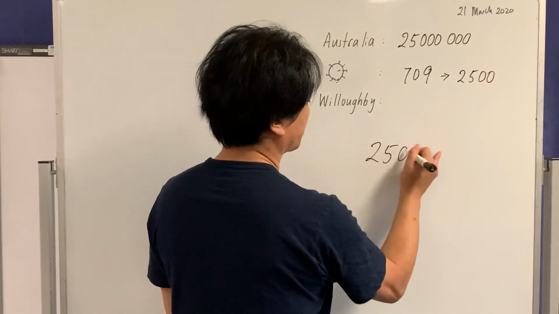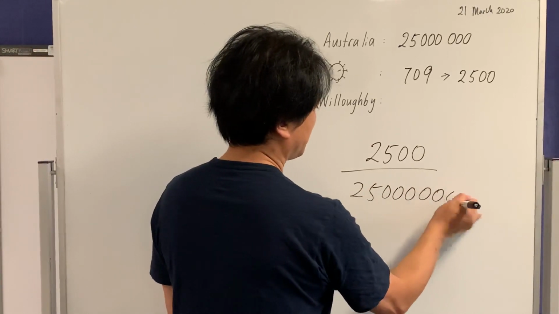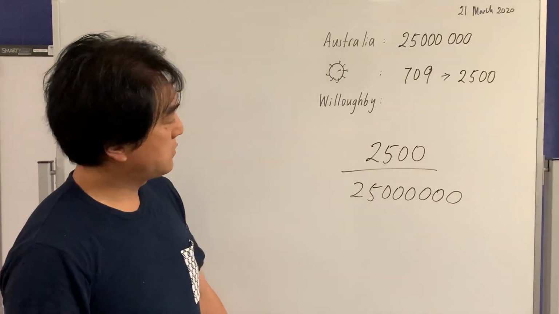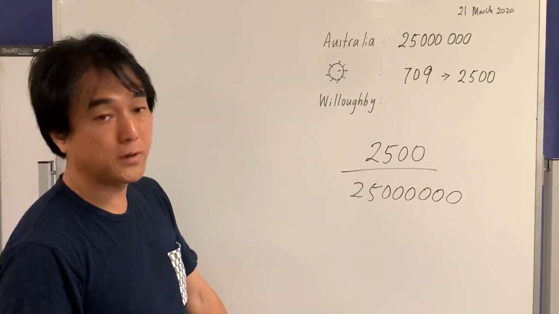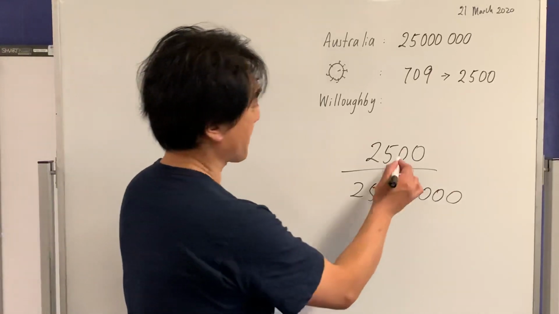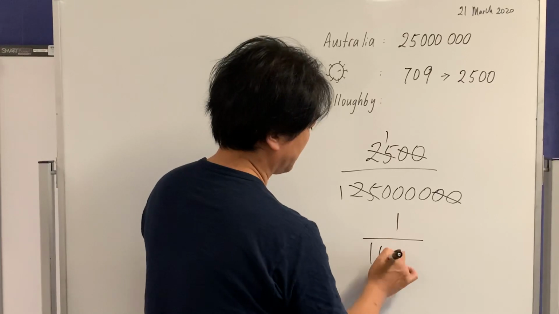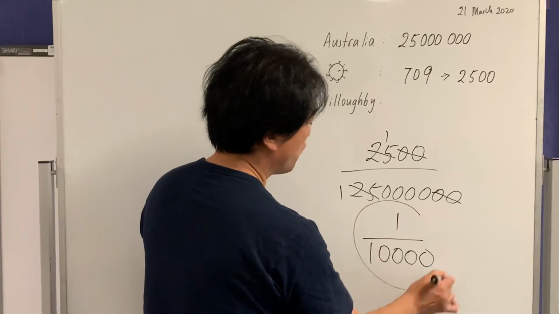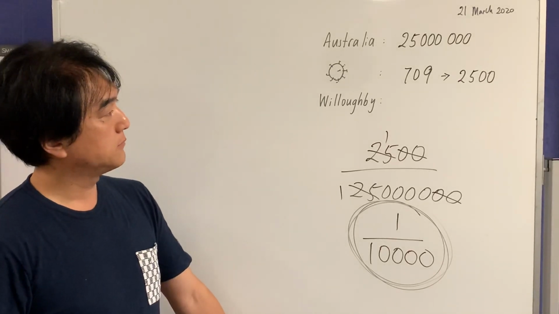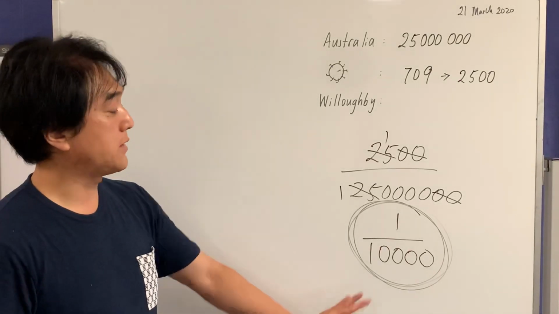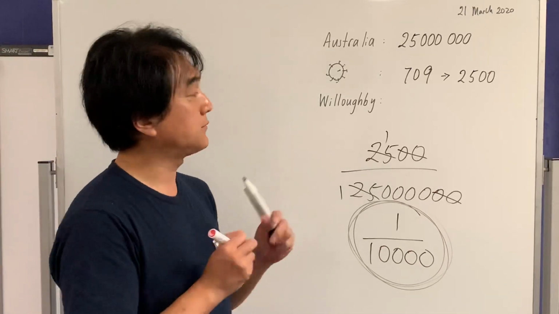So, first maths, 2,500 people infected out of 25 million is 1 out of 10,000 ratio is the infection of Australia. Let's set up. Now, I'm going to put this in the local context.